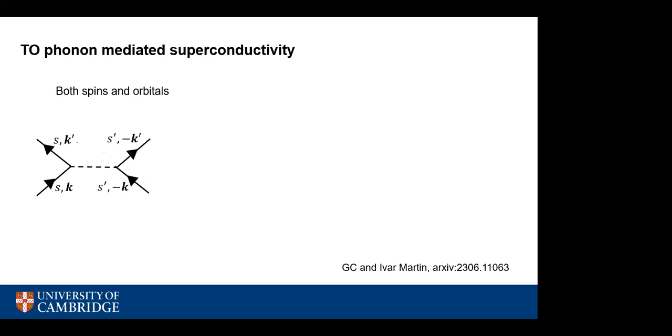You don't need spin orbit coupling, but if you have spin orbit coupling, that's all you need. Multi orbitals, that's the main thing. Multi orbital in the sense that your Fermi surface should have sectors coming from different orbitals. You can then have spin dependence.